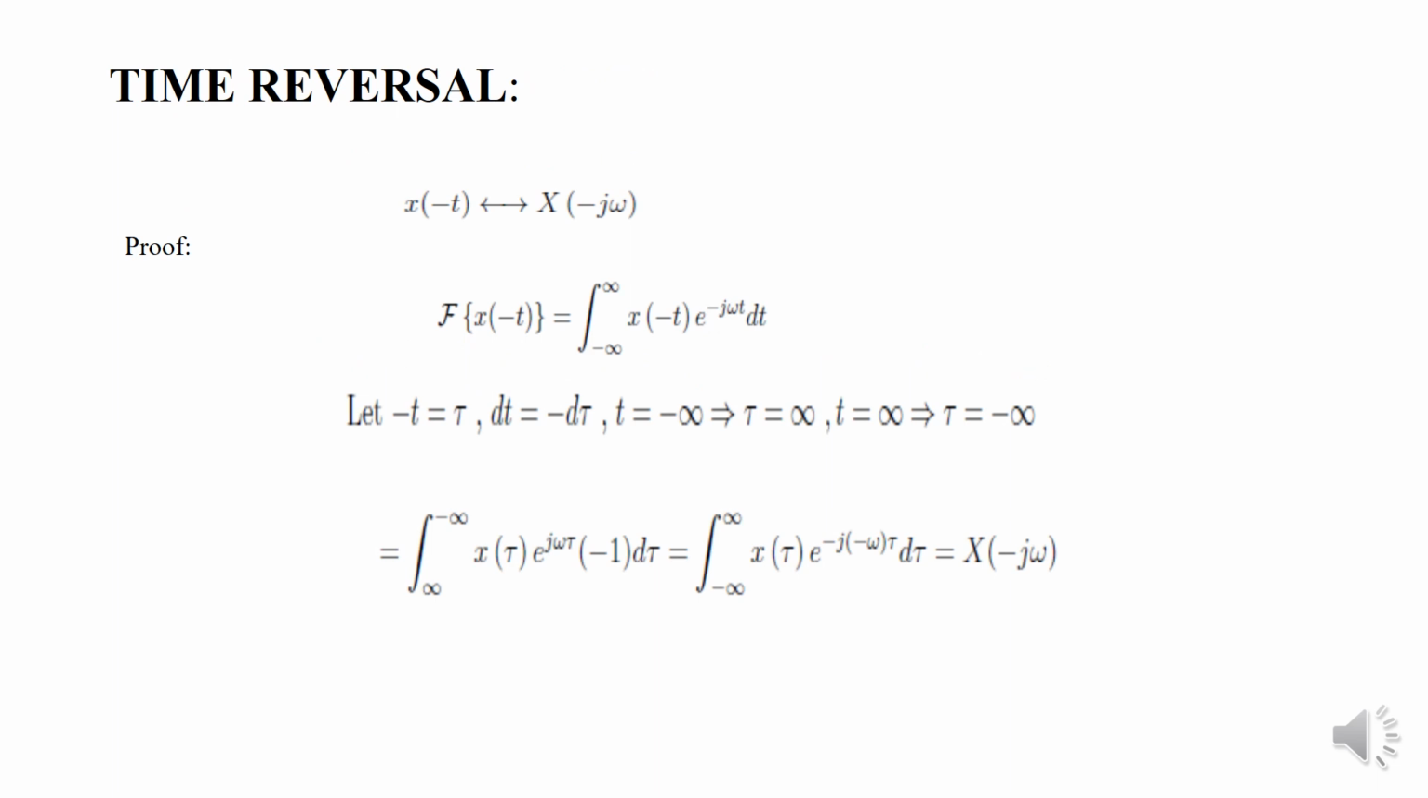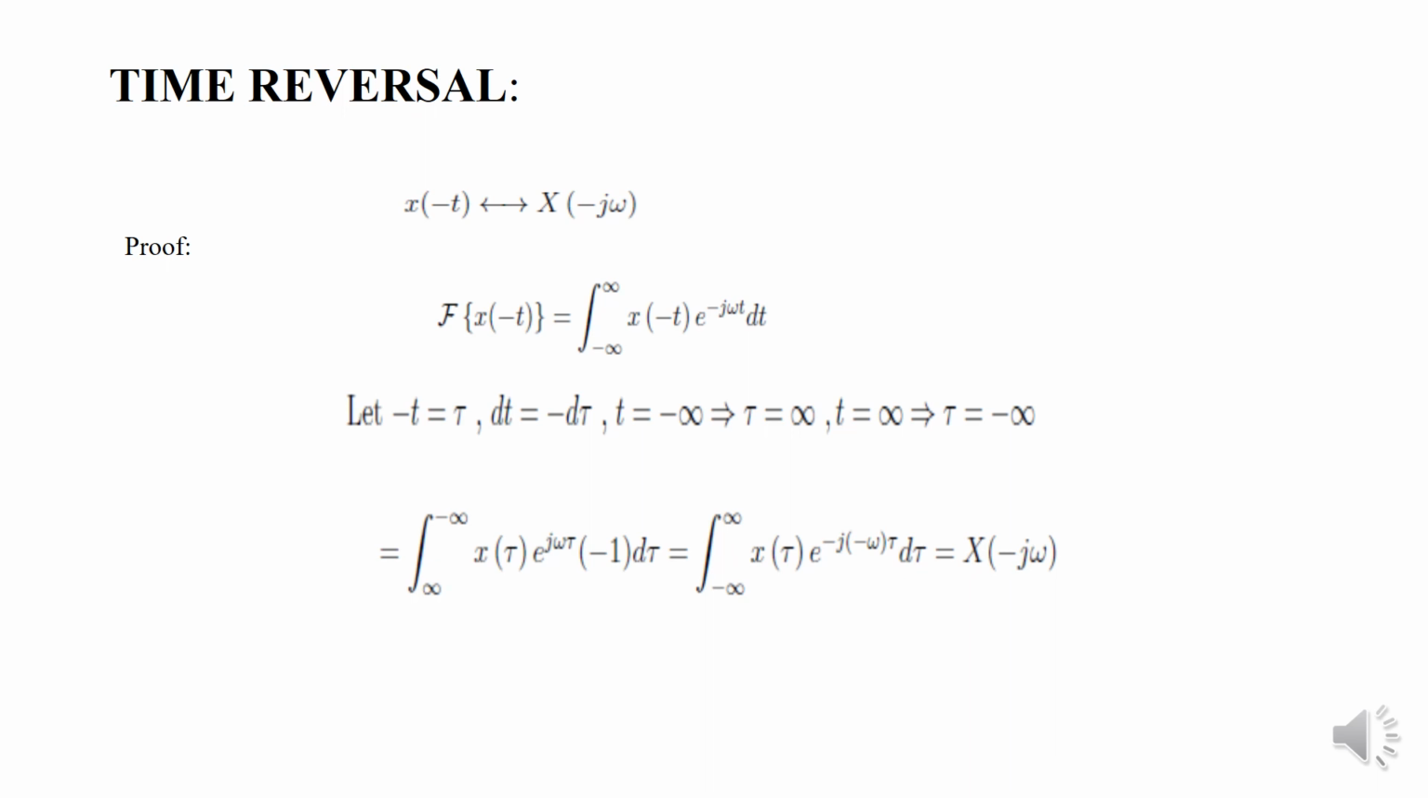Time reversal property, x of minus t. Next one is the time reversal property, that is the Fourier transform of x of minus t equals X of minus j omega. Here the Fourier transform of x of minus t equals the integral from minus infinity to infinity of x of minus t into e power minus j omega t dt.